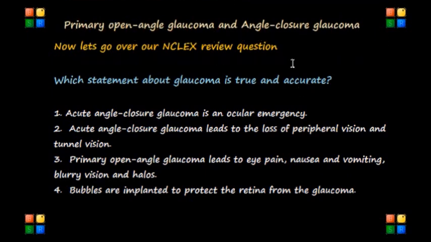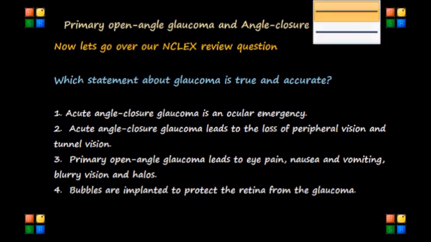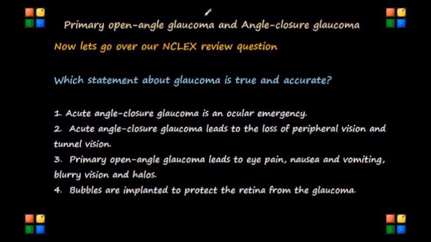Now, let's go over primary open angle glaucoma. Primary open angle glaucoma is the most common type of glaucoma. It happens gradually, where the eye does not drain fluid as well as it should. As a result, eye pressure builds and starts to damage the optic nerve. But this type of glaucoma is painless and causes no vision changes at first, okay?